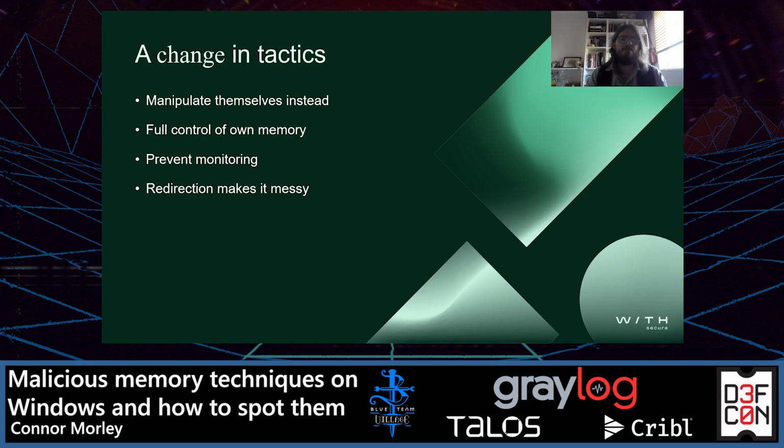Instead, attackers have started manipulating the memory of their own malicious agents or payloads in order to prevent detection. The reason for this is that manipulation of a process's own memory is not malicious in and of itself, and a process has full access permissions to all of its own memory space, which means you're not running into some of the errors that you encounter with remote processes. This can be used for two primary purposes. One, to prevent monitoring, or two, in order to redirect the control flow.